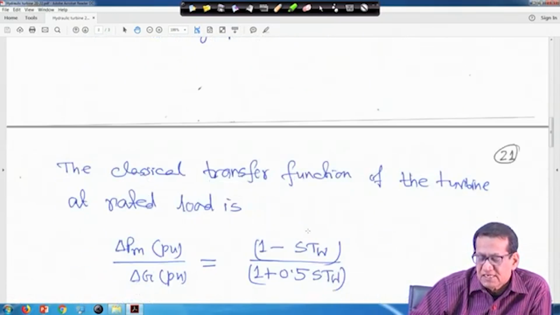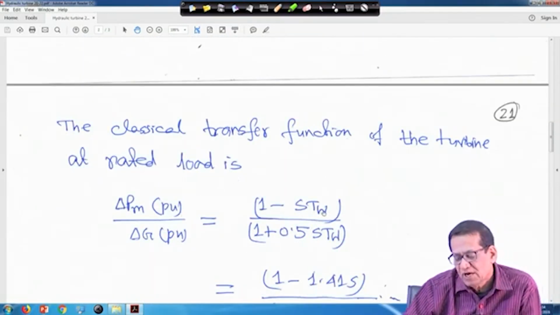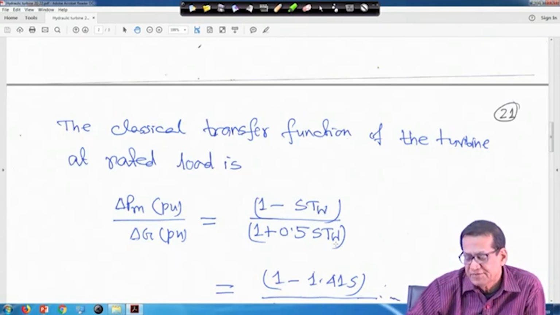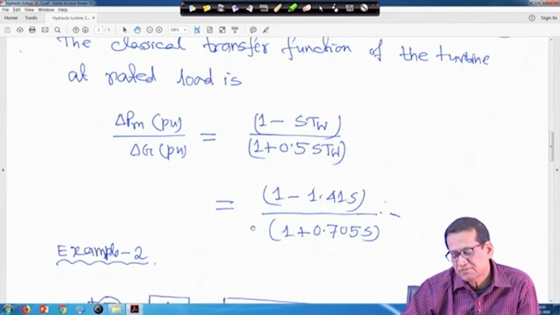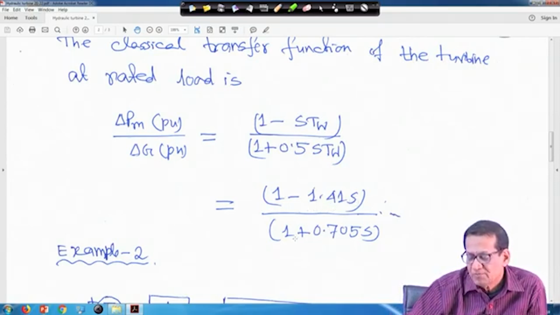Now, the classical transfer function of the turbine at rated load, we know, is 1 minus S TW upon 1 plus 0.5 S TW. You put TW as 1.41 second in both the numerator and denominator, then the transfer function will be 1 minus 1.41 s upon 1 plus 0.705 s.